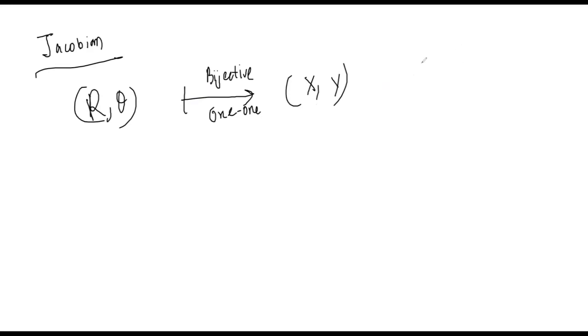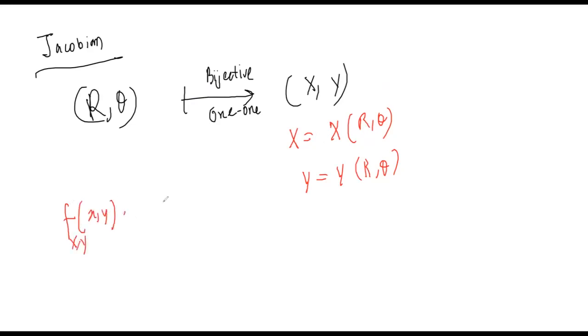So what is a Jacobian? Suppose x is a function x of r comma theta, and y is a function y of r comma theta. When you do this transformation, this coordinate change, what happens is that the density function, this is a new density function, you can write it in terms of the old density function, and the other way around.